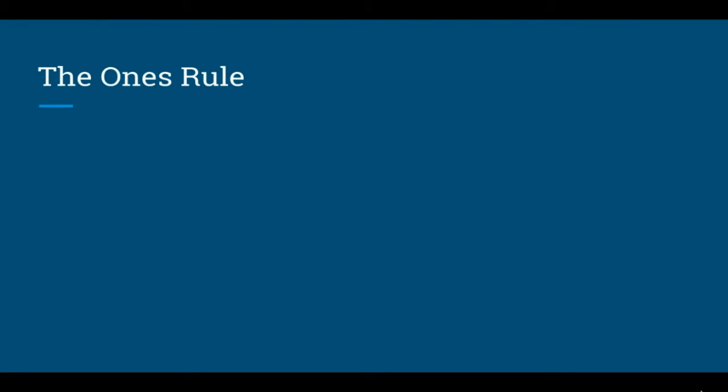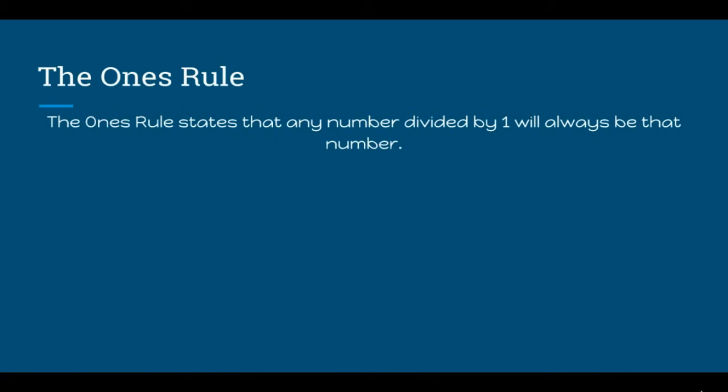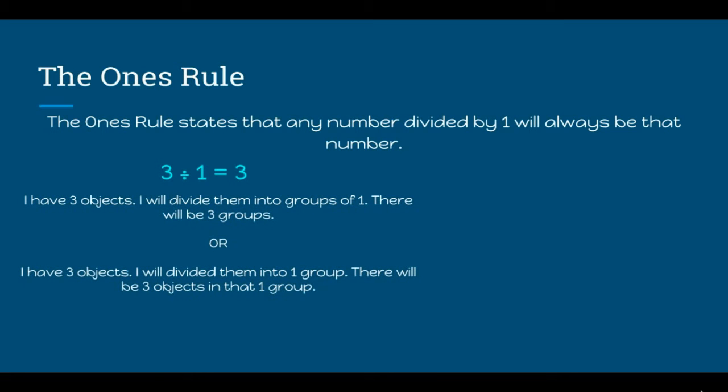Next, we come to the ones rule. The ones rule states that any number divided by 1 will always be that number. For example, 3 divided by 1 equals 3. I have 3 objects. I will divide them into groups of 1. There will be 3 groups.